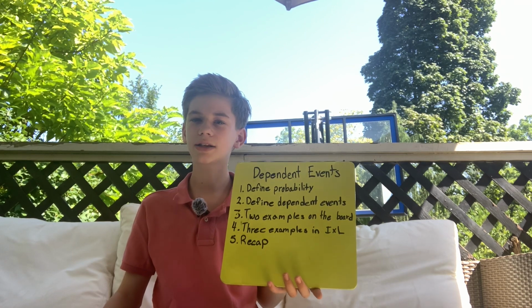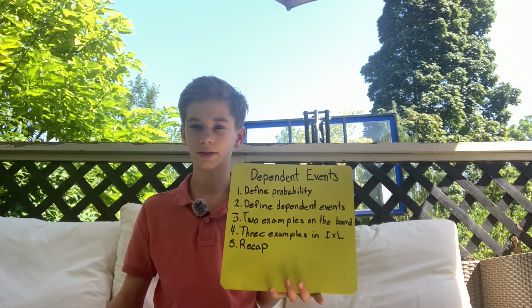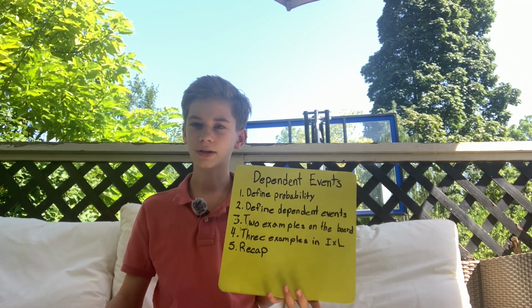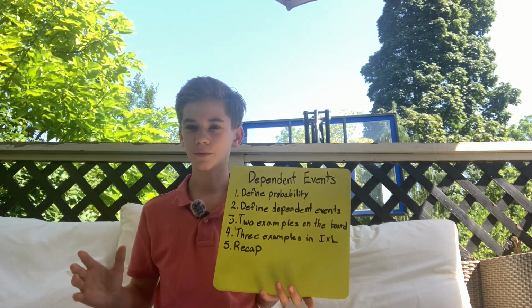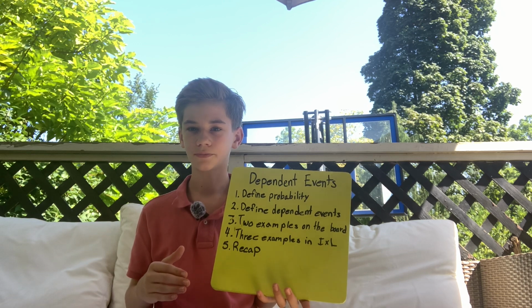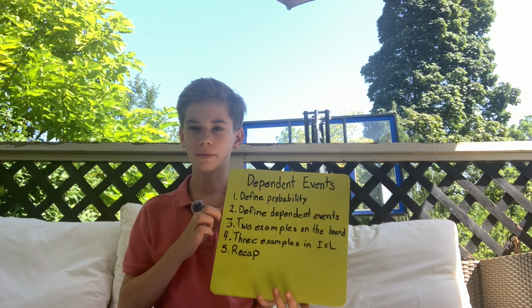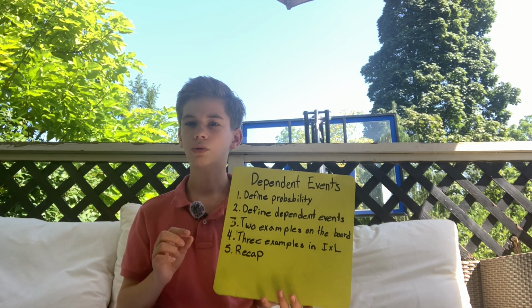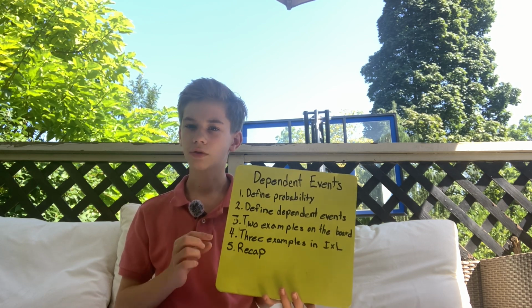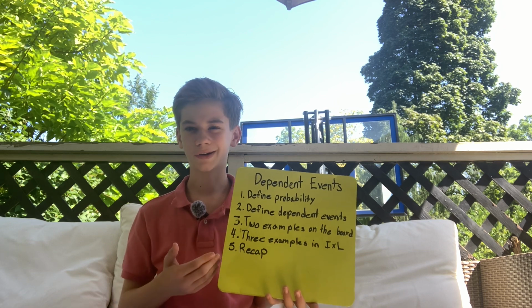In this video, I'd like to go over the probability of dependent events. This is the third installment of my probability series, and I will link the other two videos at the end of this one. In this video, we will define probability, we will define the probability of dependent events, we will do 2 examples on the board, 3 examples in IXL, and then we'll come back here for a recap of today's lesson.